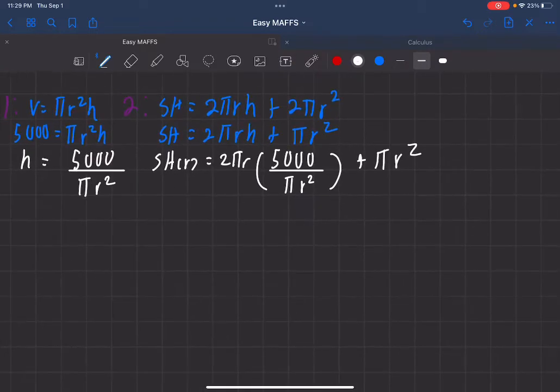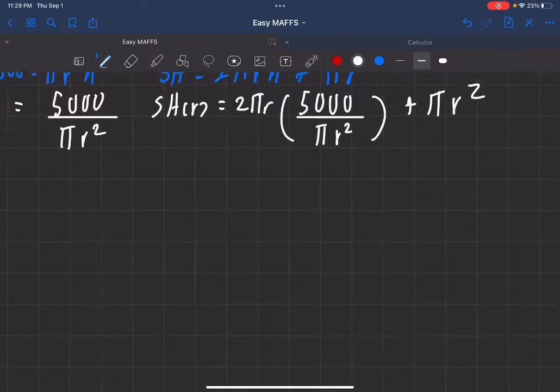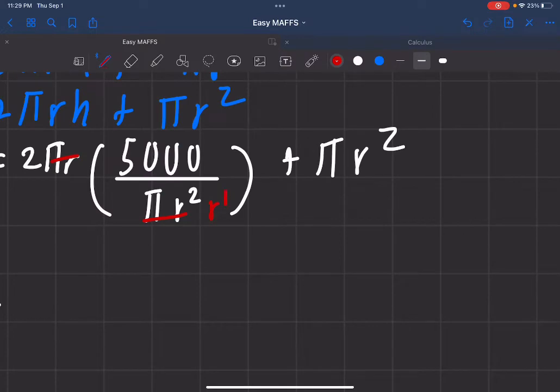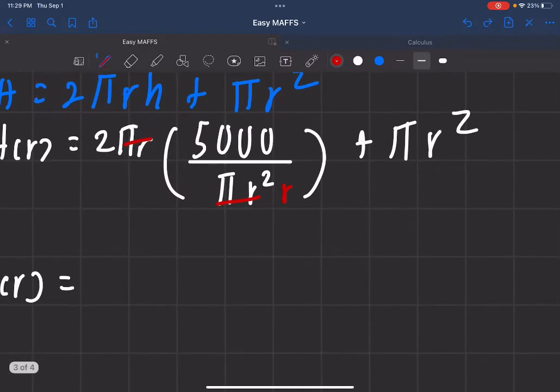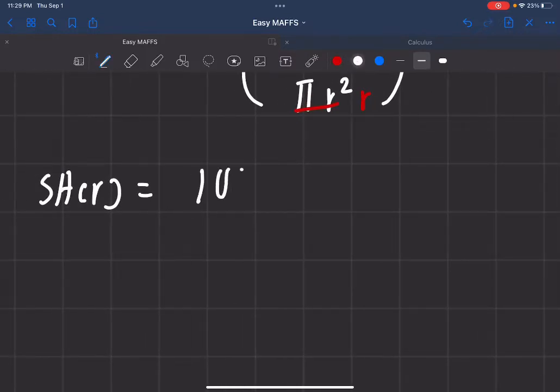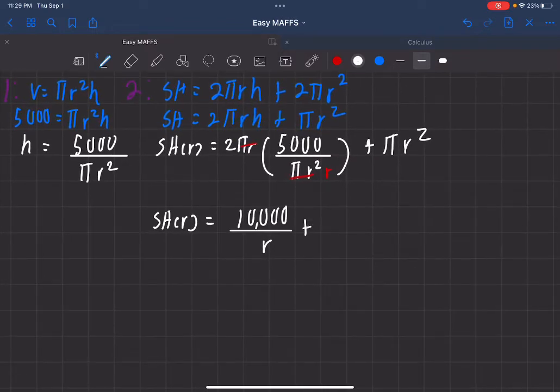And now we can do a little bit of simplifying. So our surface area as a function of r is equal to, well, we can cancel out this pi r and this pi r to give us r to the 1, which is just 1. And we can multiply this 2 by this 5,000 to give us 10,000. So 10,000 over our radius, over r, plus pi r squared.